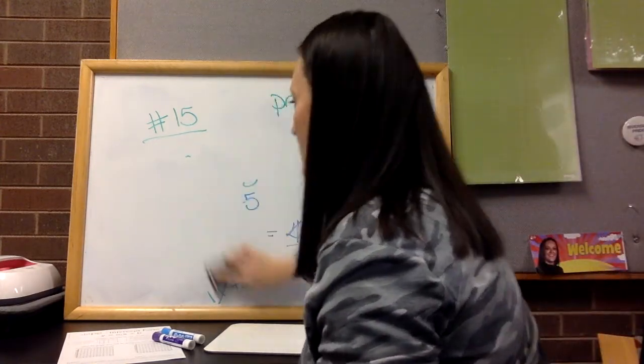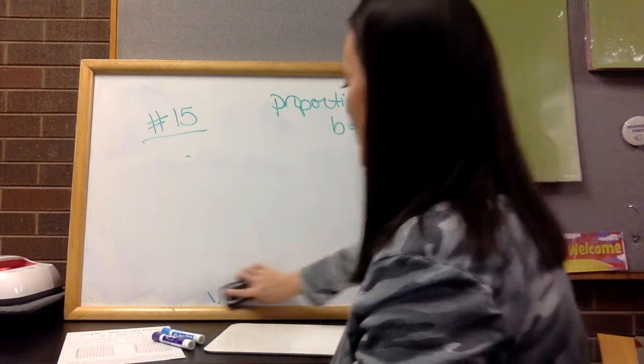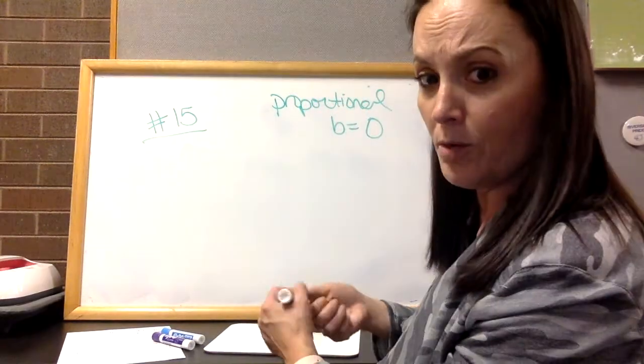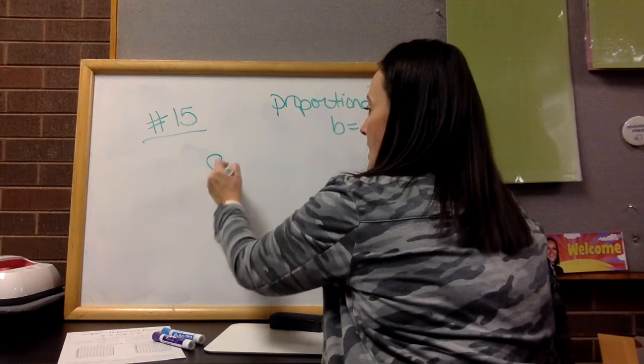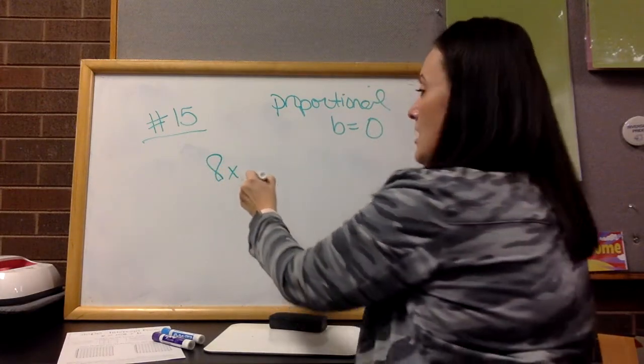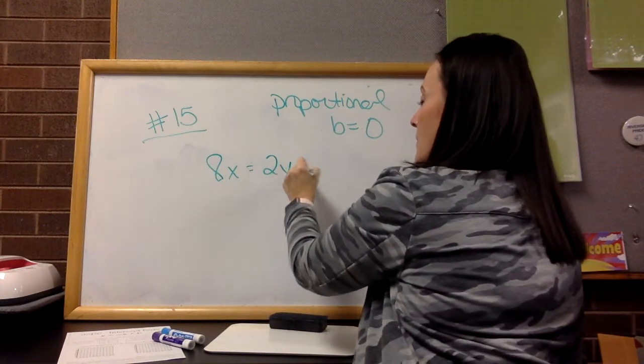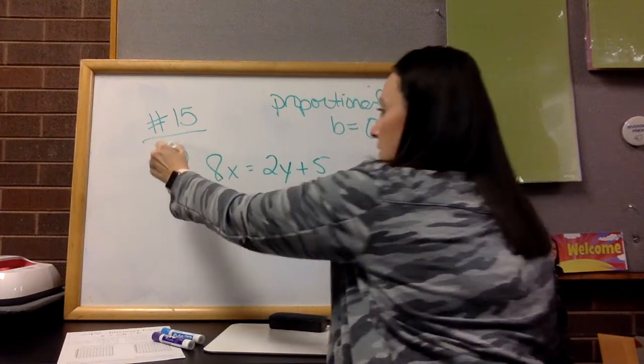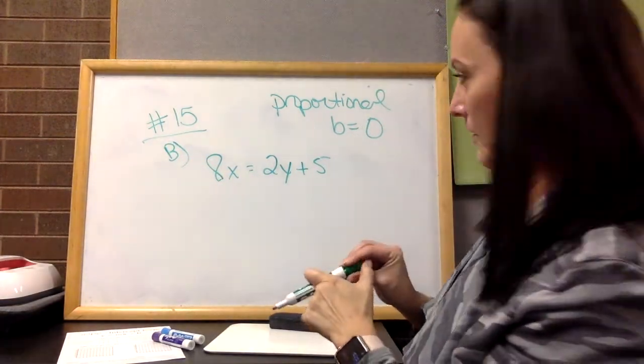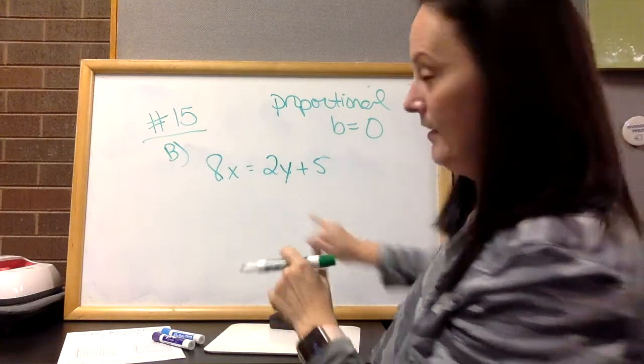I'm glad I stuck around and did number 15 with you guys because you had some like terms. I hope you guys remember like terms from last year. 8x equals 2y plus 5. This is letter B. Let's see if this one's proportional or non-proportional. I got to get the y by itself.